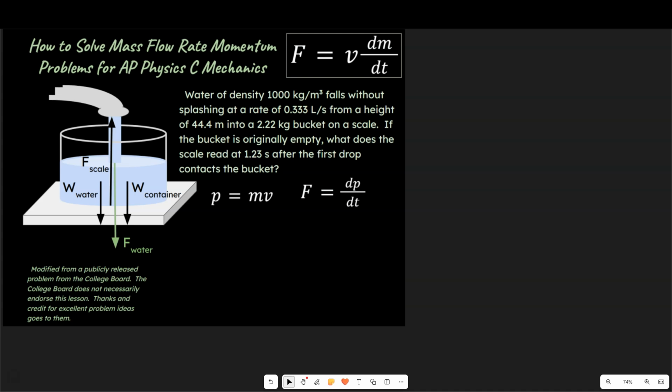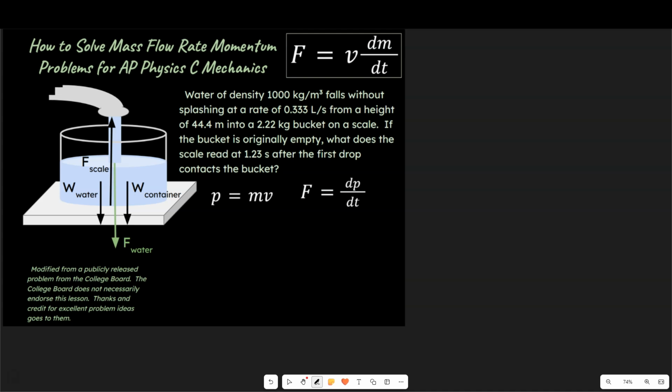So in the problem itself, you've got a bucket, you've got some water coming out of a faucet, and there are three forces pushing down on a scale. The scale is that rectangular gray thing right there. There's the weight of the water, there is the weight of the container, and there's the force of the water as it's coming down, entering into the other container of the water and pushing down on the scale. Now the scale has to overcome all of those things, so it's going to have a pushback.